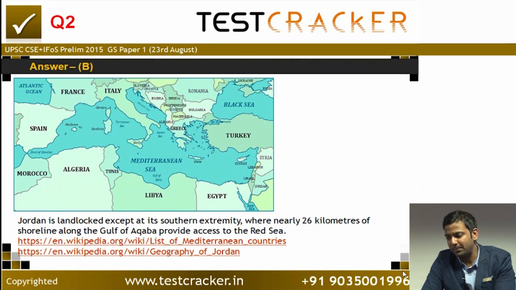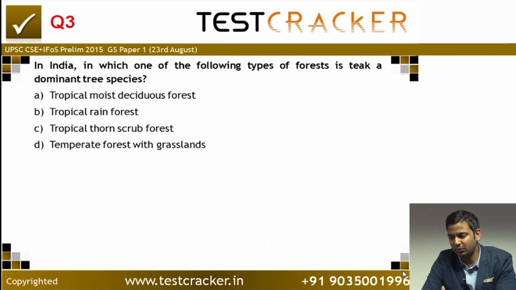As you can see on the map, Jordan has just a very small access to the Red Sea, a 26-mile access to shoreline with the Red Sea. Otherwise, it would have been a completely landlocked country. Let's go to the next question.